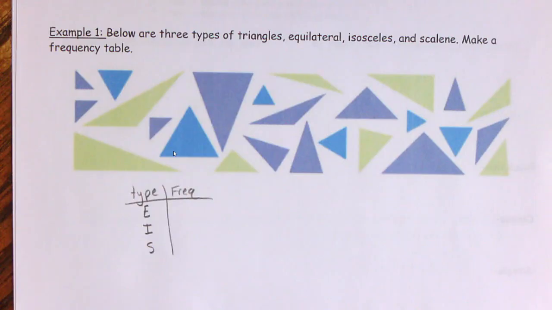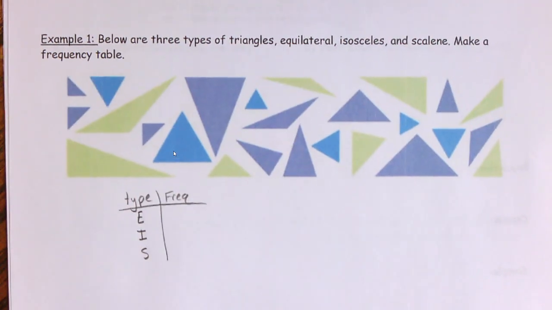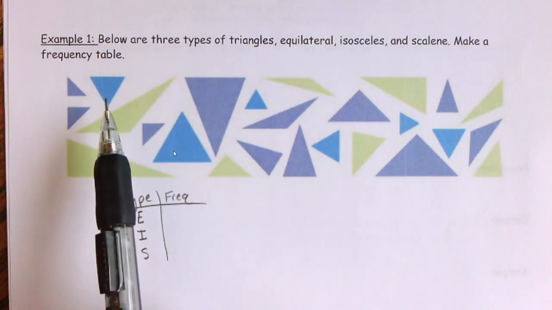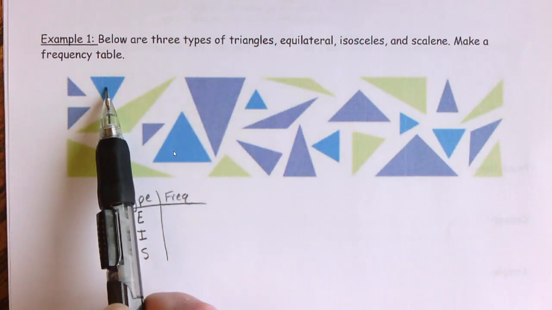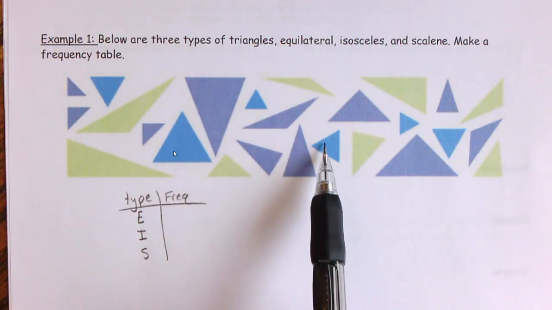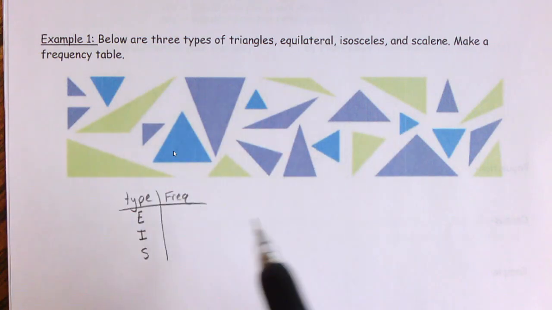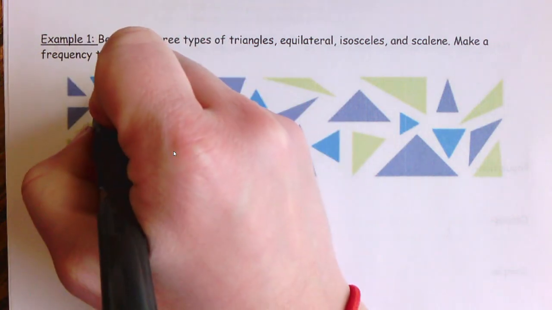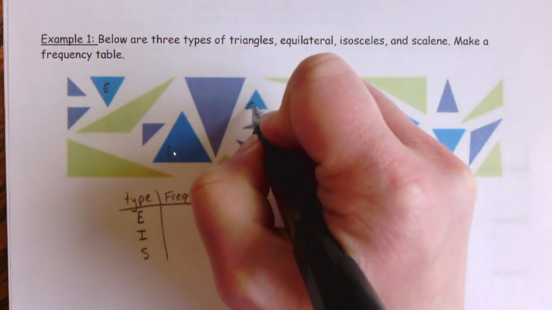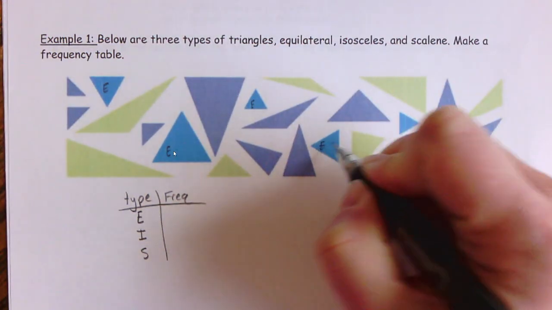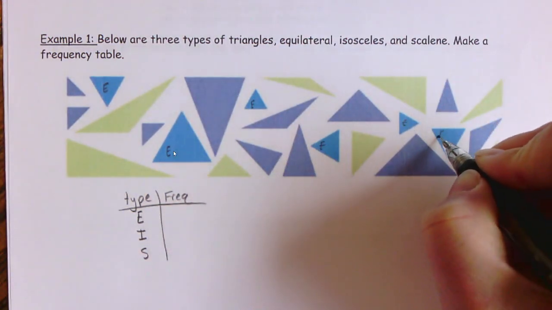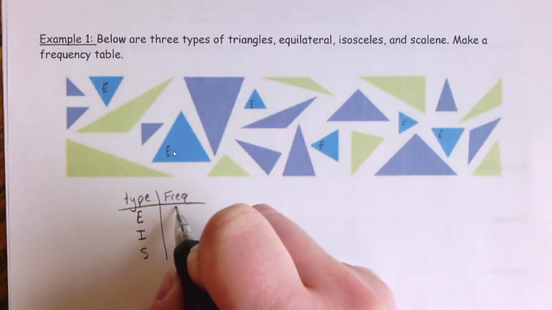So, for example, in mine, it's colored. Yours might not be, depending on your printer. The light blue ones, those are all equilateral. So that would be a triangle with all the same sides. So we have E. I'm just going to put a bunch of E's in these. And we count them all up. And we end up with 6 equilateral.